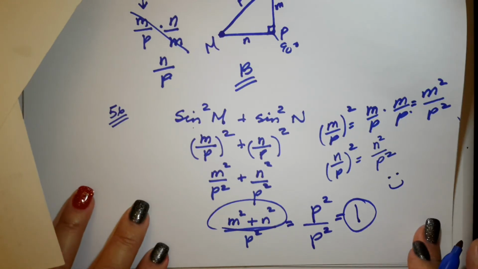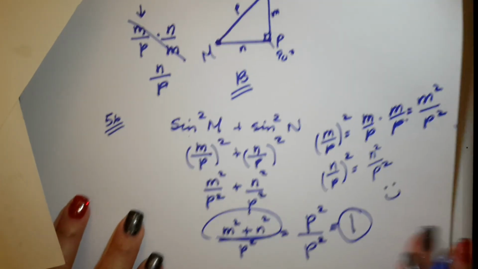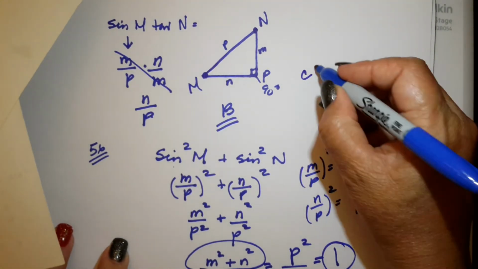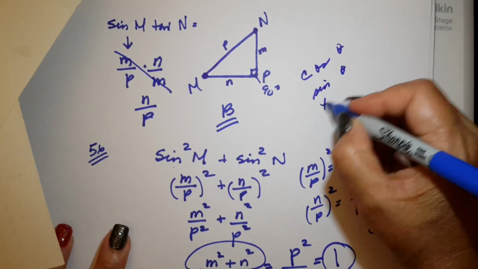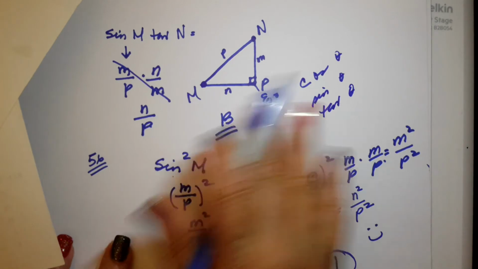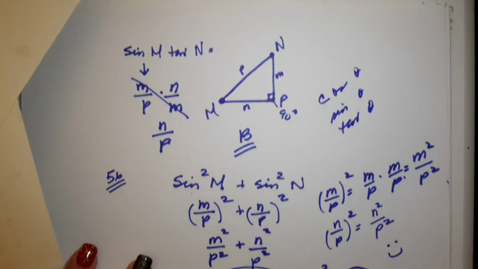It looks so confusing, but the only thing is that you have to remember cosine of theta. You have to remember sine of theta. So you have to remember all your trig functions. I hope this helps.